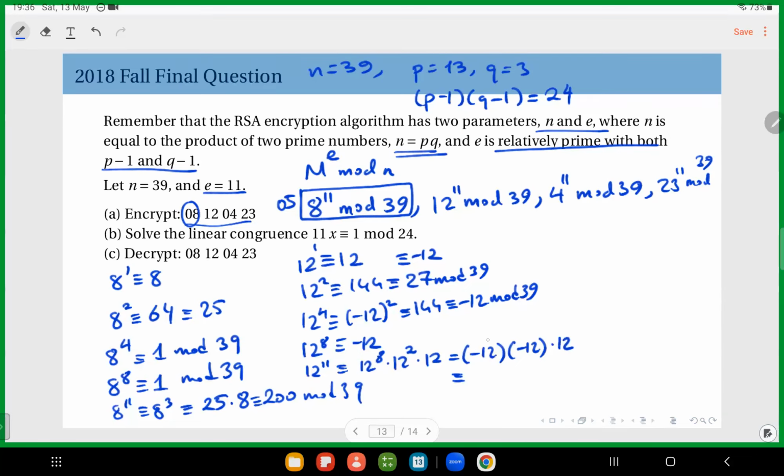Right, that would be 12 to the power 2, which is congruent to minus 12. And this would be just negative 12 times 12. And that, as we have observed, is minus 12. Therefore, this is just congruent to 12 under modulo 39. So this is congruent to 12.